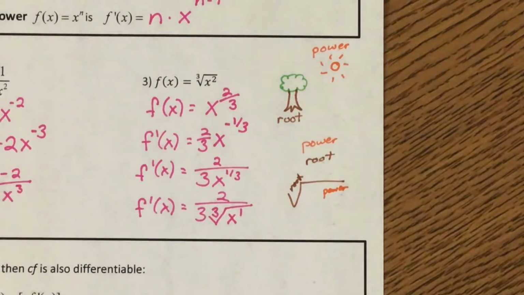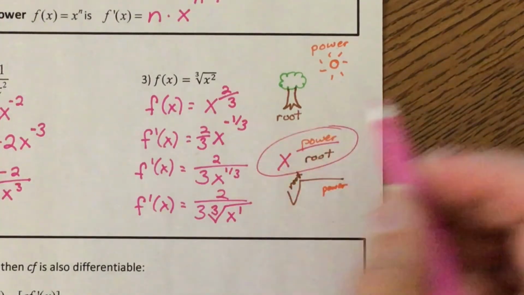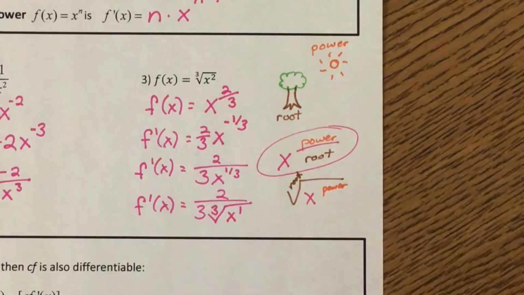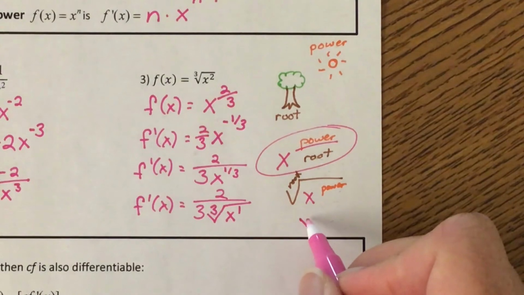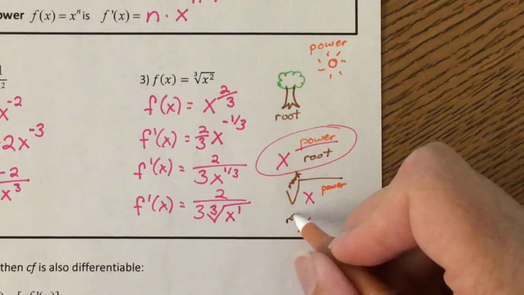Go ahead and put some x's in there. So it's like x to the power over root. That's the same thing as x to the power, and then it's inside of a root. There's one other way to write that. It's x to the nothing. So we keep a root here.